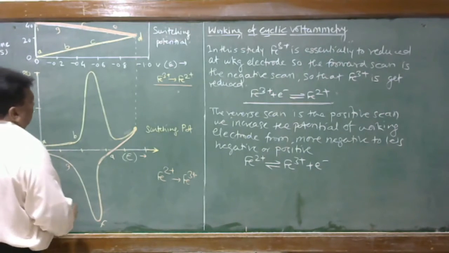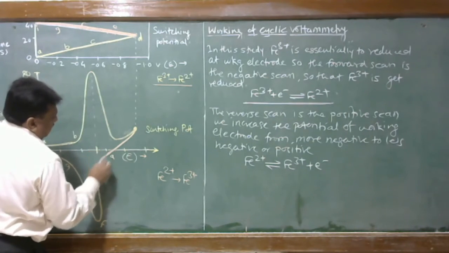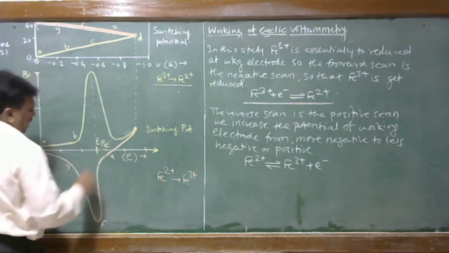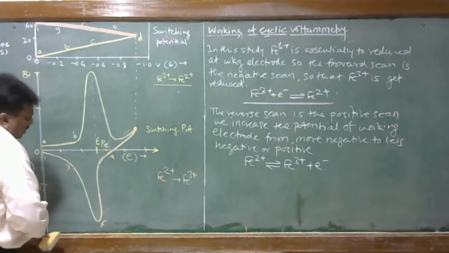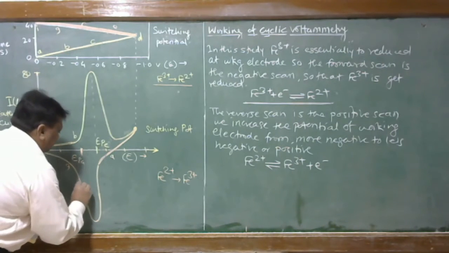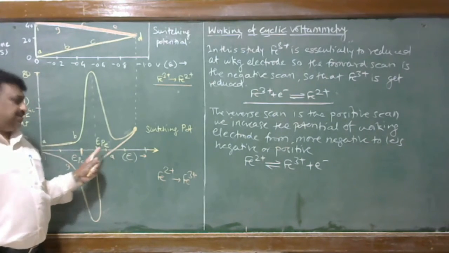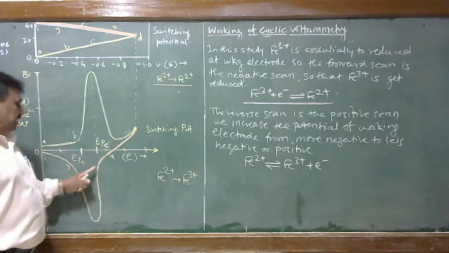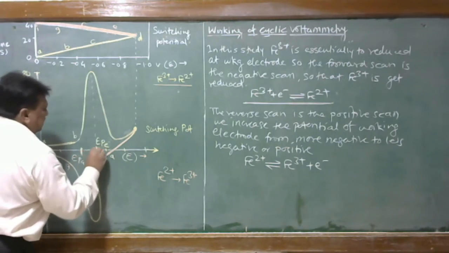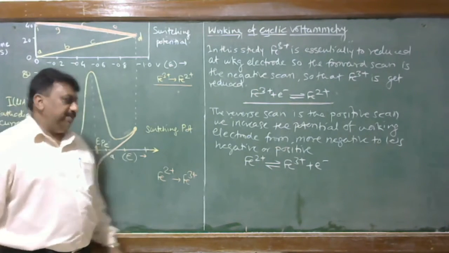In this case, the potential at which the first peak is obtained is called EPC, and the potential of the other peak is EPA. Therefore, EPA and EPC are the potentials at which we observe two currents. One is because of reduction of analyte and another is because of oxidation of analyte. Here EPA and EPC are two parameters obtained on a cyclic voltammogram.